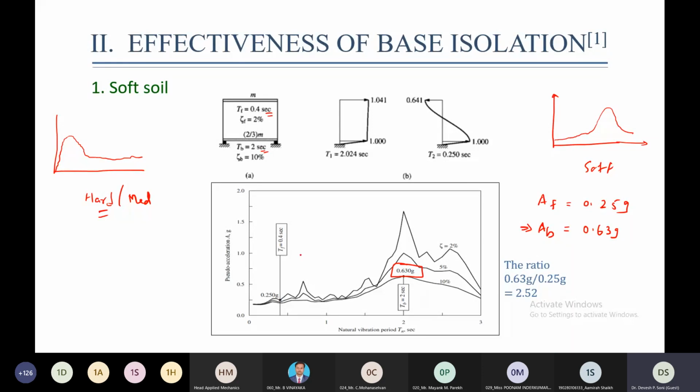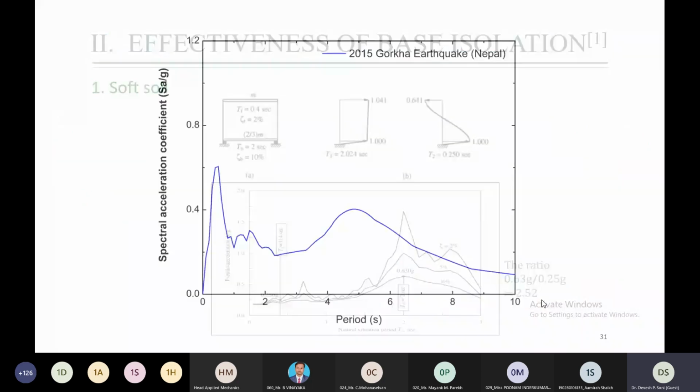Okay, just for our interest, one ratio is plotted here: 0.63 divided by 0.25. It is coming 2.52. Means when the building is kept on isolation system on soft soil, for this particular example, the response will be 2 times more than that of the fixed base system. So there is no advantage of using base isolation system at all. Okay. So soft soil is not suitable for seismic isolation.